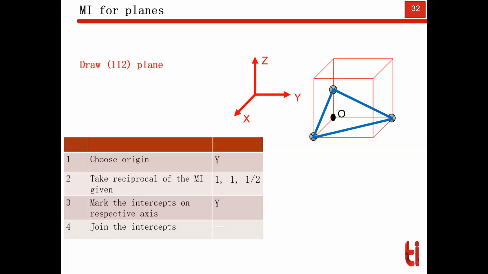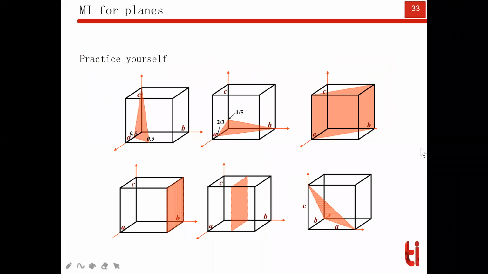So in the examination, the question can be put in either way. You will be provided the Miller index and asked to draw the corresponding plane, or you will be provided with the drawing and asked to find the Miller notation. Either way, you should be able to attend to the problem. The process is the same. The only difference is it flows in the reverse direction. Let's move to another example. This slide is made for your practice.